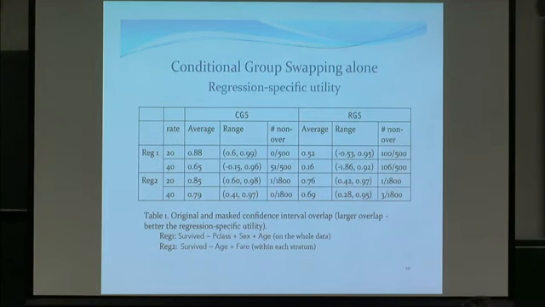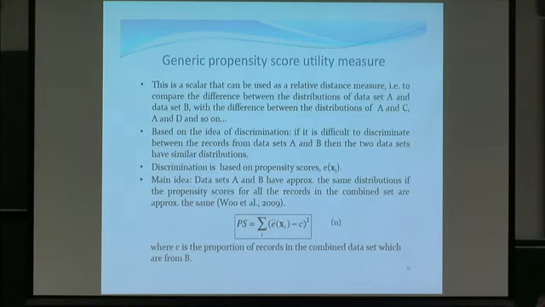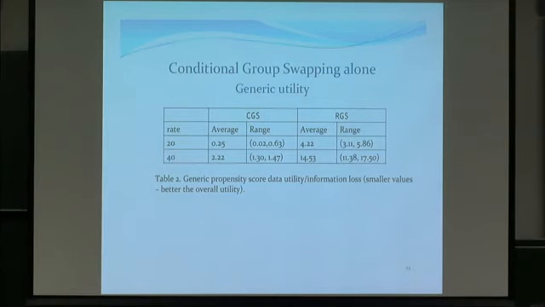Okay, and I'm trying to wrap it up. I also used a generic utility measure based on propensity scores, where smaller values mean better utility, so it checks general discrepancies. For conditional group swapping it gave much higher values than for random, so here the differences are more pronounced.